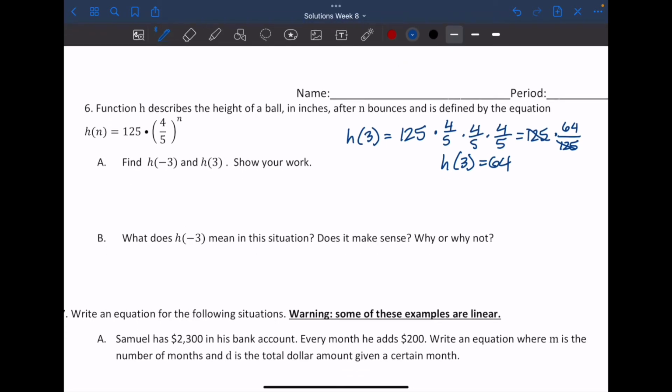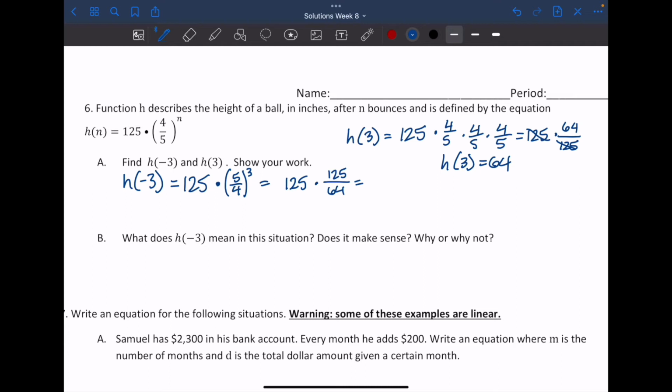But so this would give us 64. And then if we had h of -3, it's the same as if we flipped this upside down and had 5/4 to the power of 3 instead. So we still get those same numbers, 125 up top and 64 on the bottom. But we actually do have to plug that one into a calculator to simplify it.